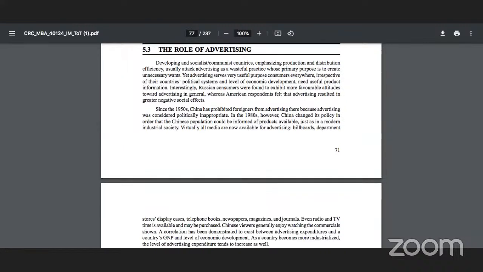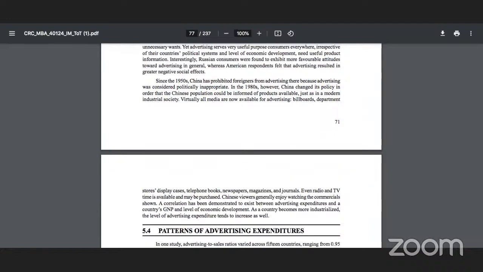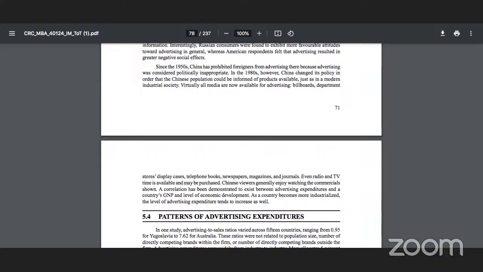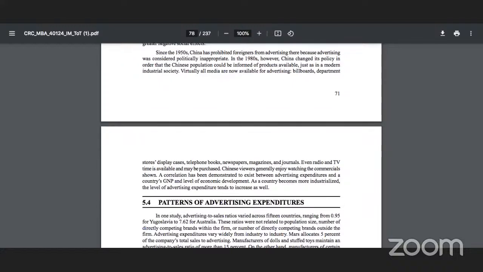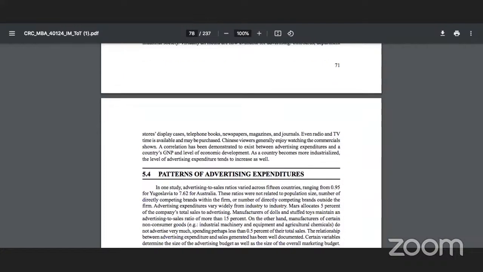In the 1950s and after that, China prohibited foreigners from advertising there because advertising was considered politically inappropriate. However, in the 1980s, China itself changed its policy so that the Chinese population could be informed of the products available, just as in any modern industrial society. So virtually all media are now available for advertising. It could be in terms of billboards, department stores, display cases, that is the point of purchase or POP, as we know, telephone books, newspapers, magazines, journals, moving vehicles, and so on and so forth.